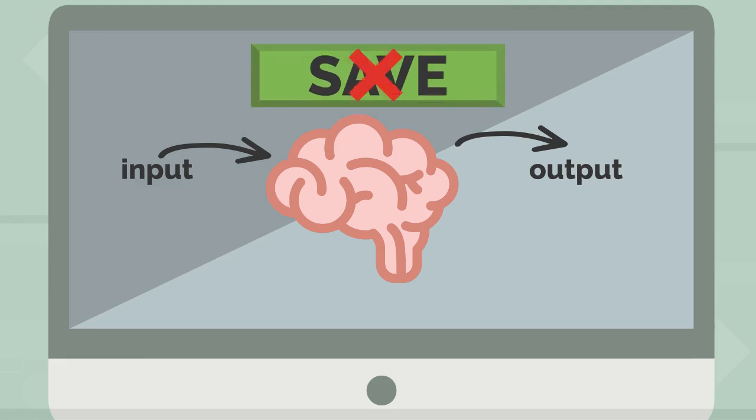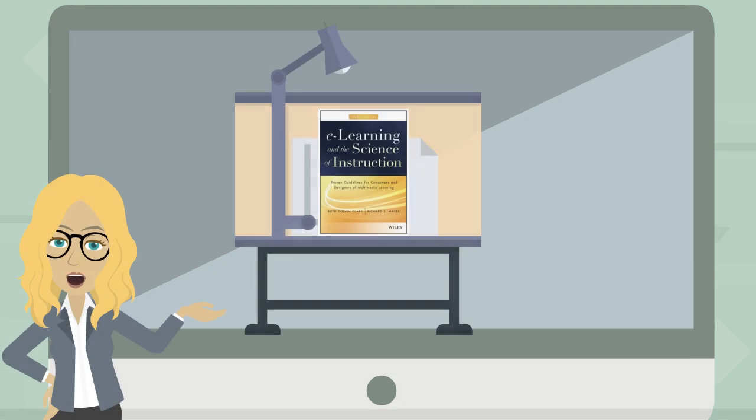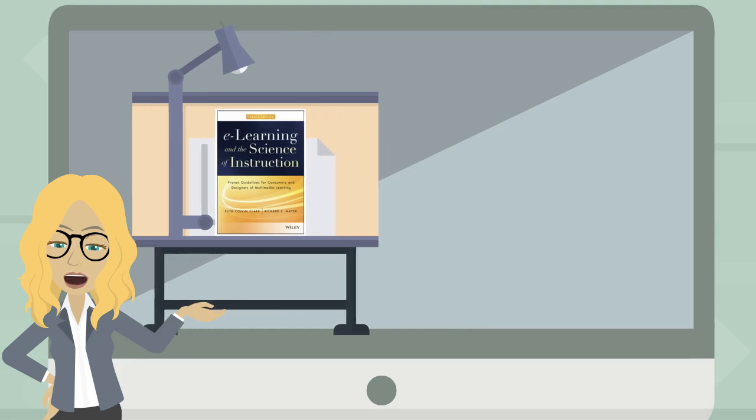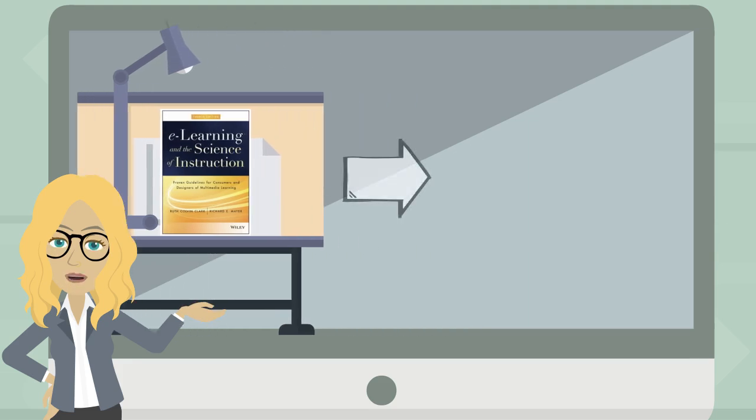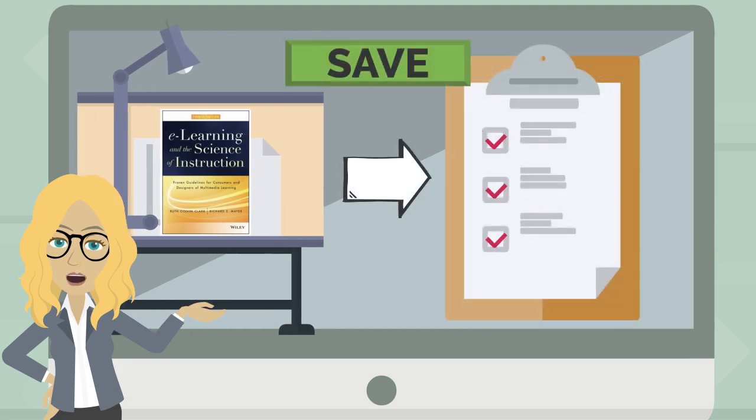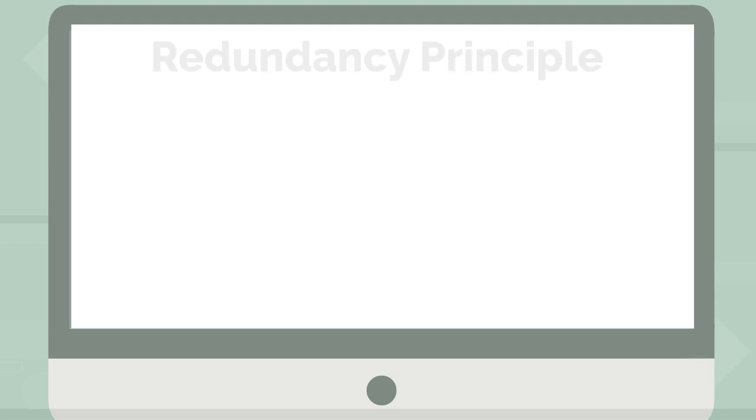This is where we turn to research behind designing effective multimedia instruction and how the application of these principles can lead to a stronger learner retention of the material and effectively achieve the intended learning outcomes. According to Clark and Meyer, this is exactly why redundancy in multimedia instruction can cause problems.